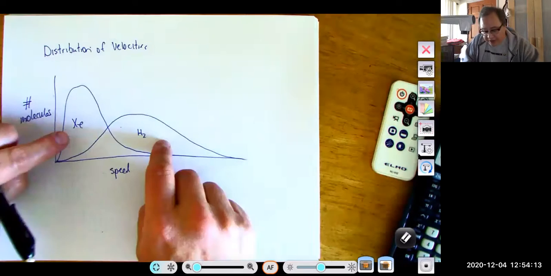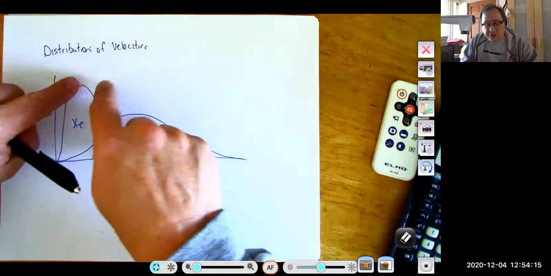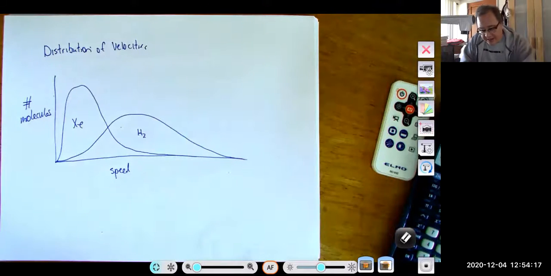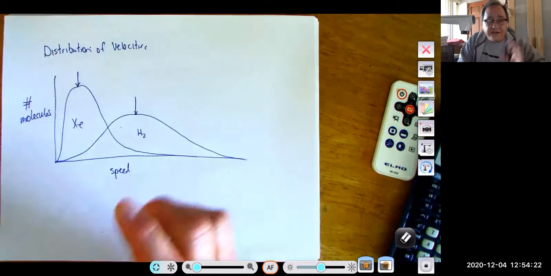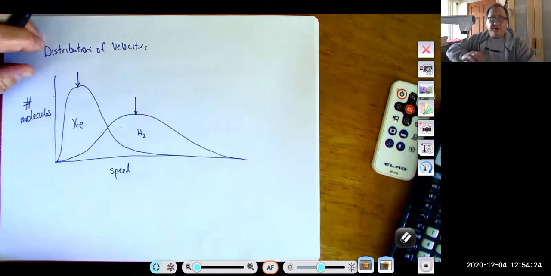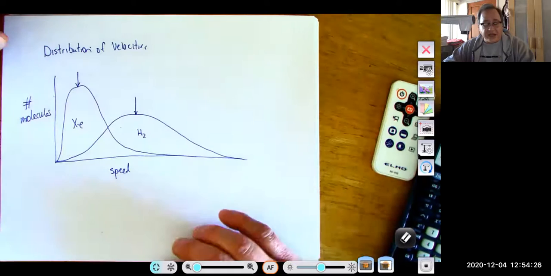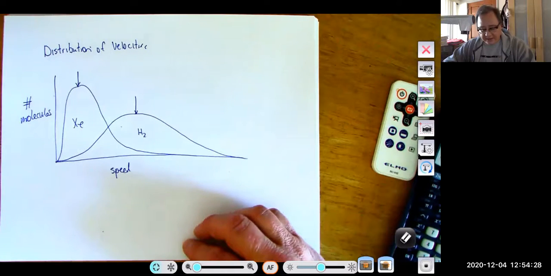Okay, does everyone understand that there's a distribution of velocities, but that the mean velocity will be rather different depending on the size of the molecule? If you're okay with that, give me a thumbs up.